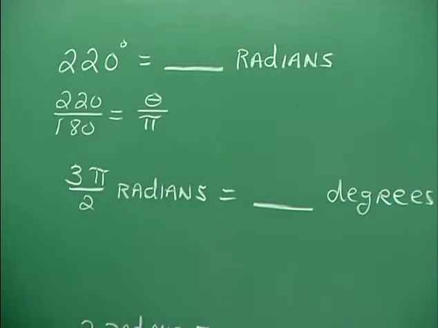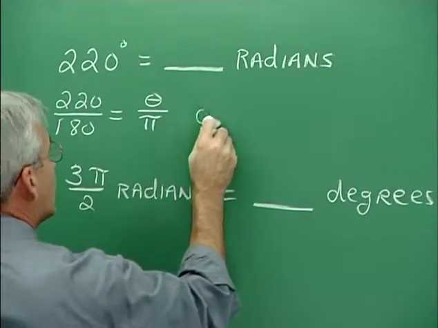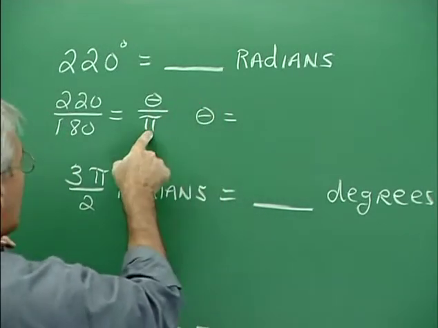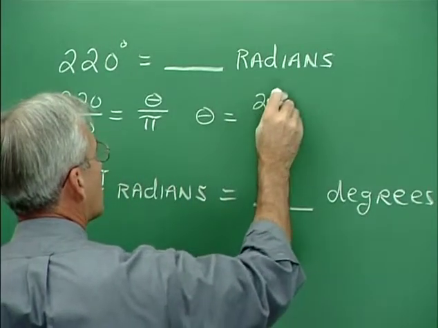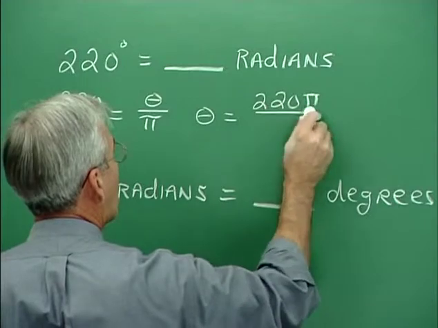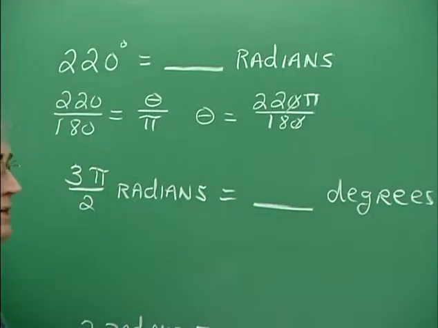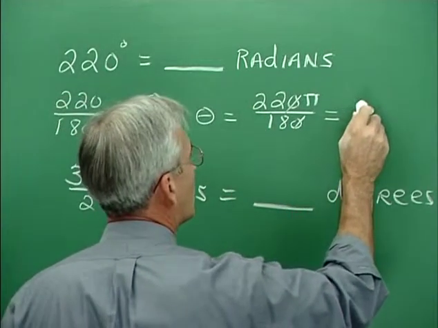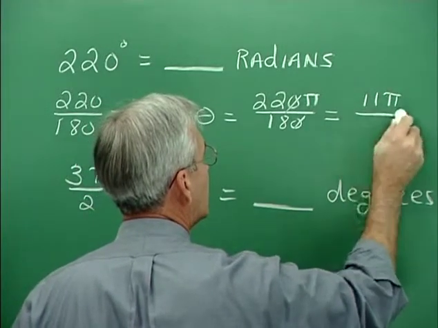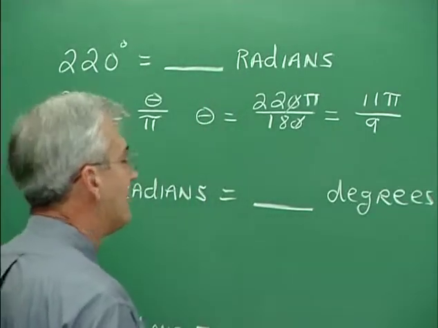And again, we could cross multiply here, but it's much easier just to multiply on both sides by pi. So theta, we find, is equal to 220 pi over 180. And then divide by 10 on both sides, and then reduce a little bit because they're both even in numerator and denominator. 2 into 22 is 11, and 2 into 18 is 9. So 11 pi over 9 would be the number of radians we have.